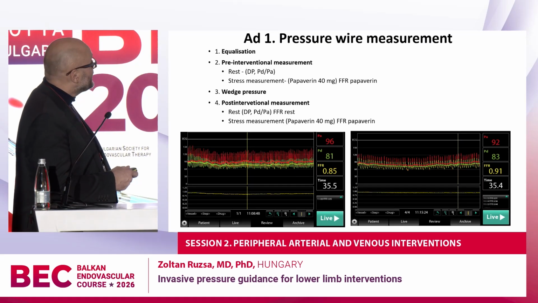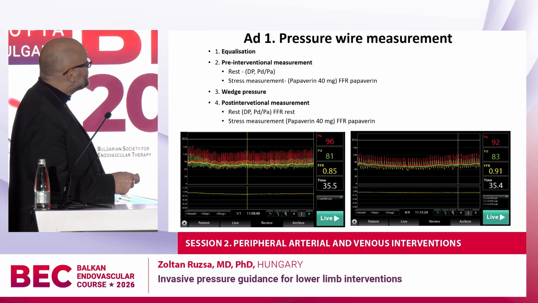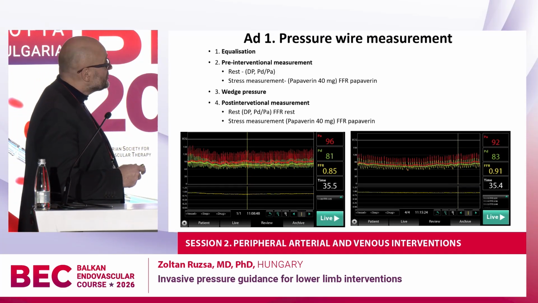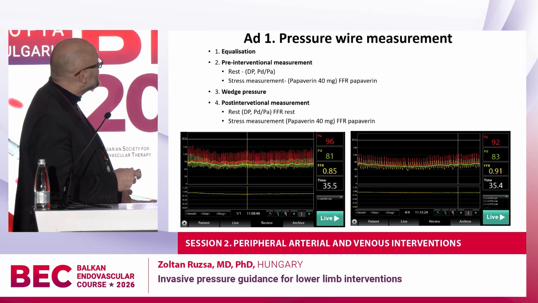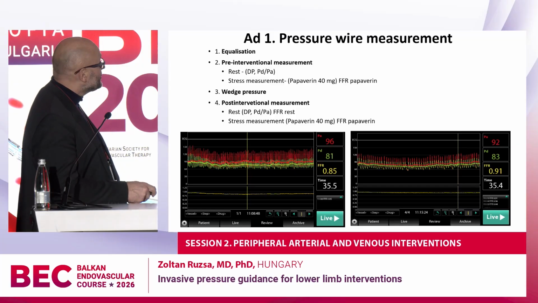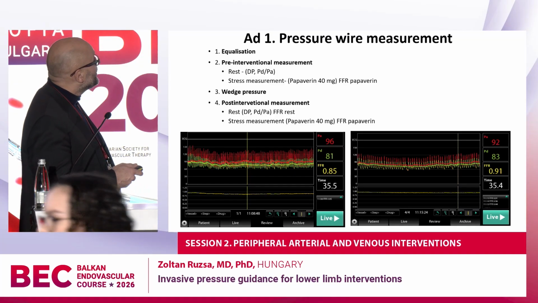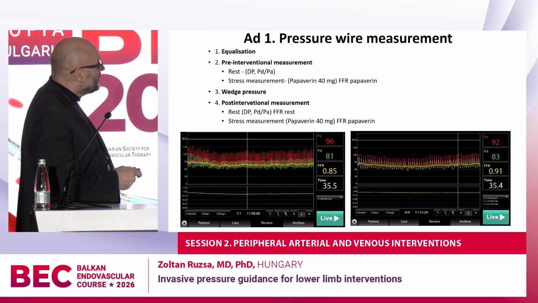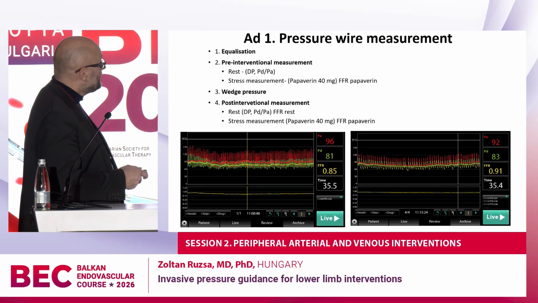So fractional flow reserve was introduced to measure lower limb pressures also. It's done with a pressure wire. We go distally and then we measure the resting gradient, and then we give papaverine and we induce ischemia.